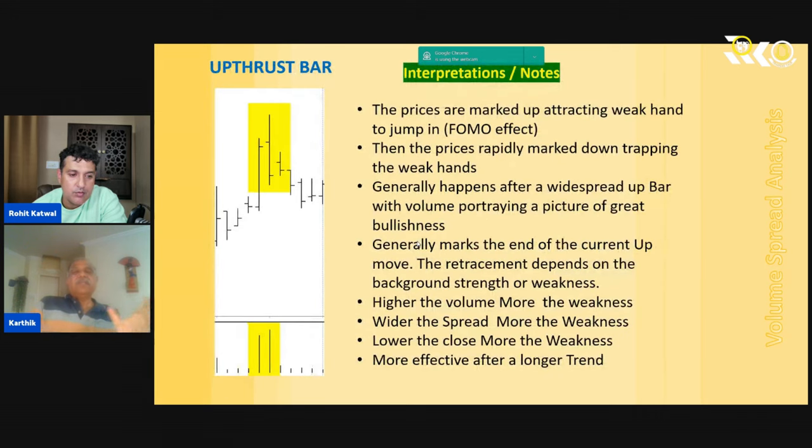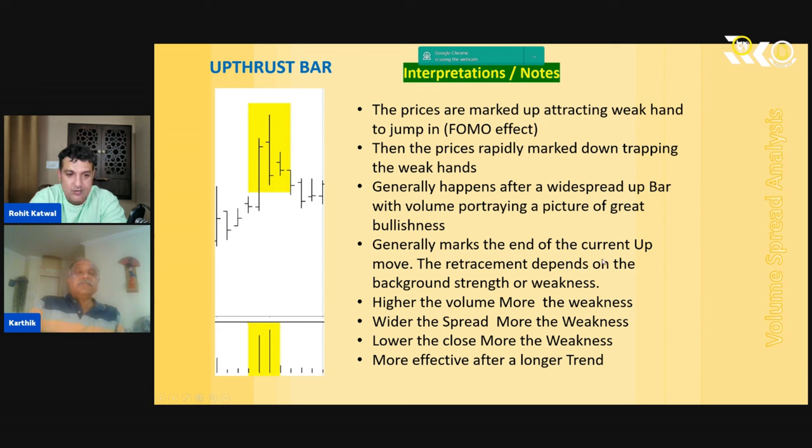What is the interpretation here? Here again, the prices are marked up, attracting weak hands. The FOMO effect is there. The previous bar was a very high volume, widespread up bar, so a lot of strength. Nobody wants to be left out, so they jump into the stock with the retail public. Then the prices are marked down towards the end of the day, and it closes near the low, trapping many retail hands.